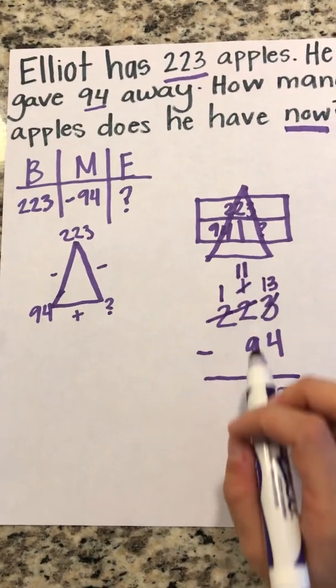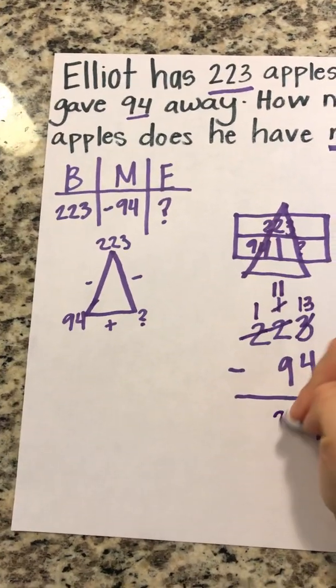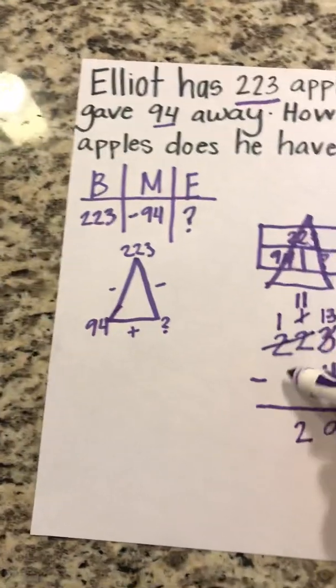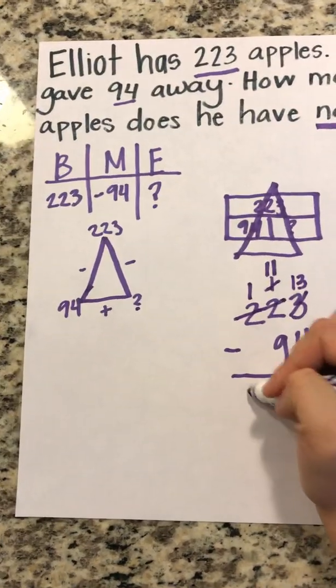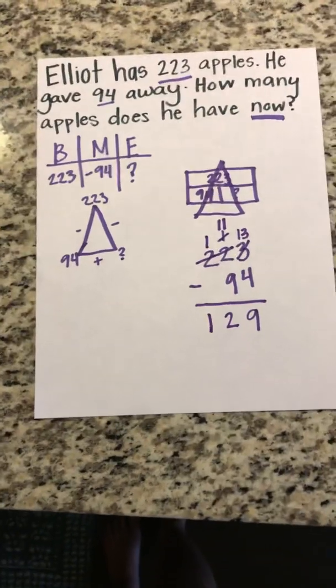Okay, so now 11 minus 9 is 2. 1 minus, oh, nothing there, 0. 1 minus 0, I still have 1. Look at that, we just solved our problem.